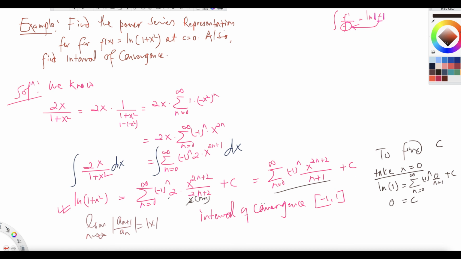So you plug in that. Basically the series representation will be the summation n equals 0 to infinity, (-1)^n, and then x^(2n+2) over n+1, and the interval of convergence is negative 1 to 1 with brackets. Okay, so the idea here is, this is a little bit tricky because the question is asking to find the series representation for that, but you need to start with that because you know that if you find the integral of that, you will get the natural log of 1 + x^2.